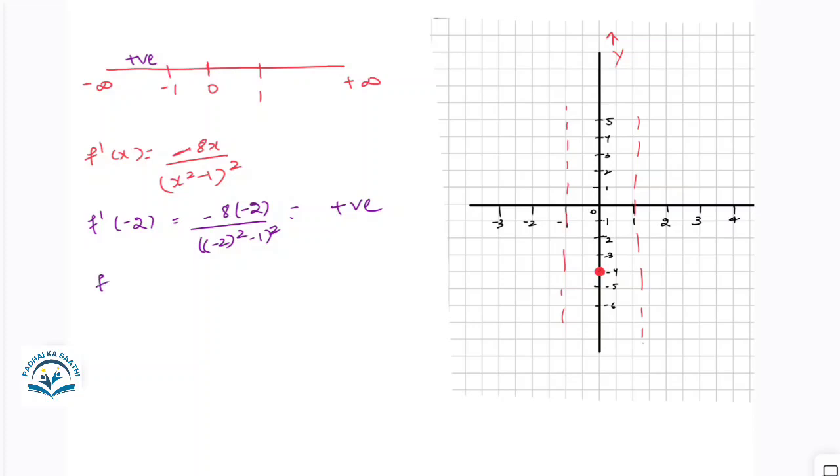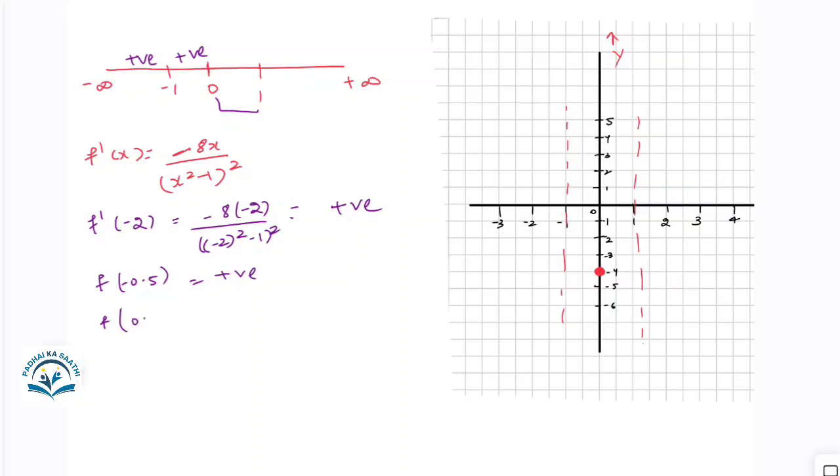Again you need to check in between minus 1 to 0. Take any number in between them. You can take minus 0.5 or any other number. If you take minus 0.5, you will get something positive. Put the value of x in it yourself. Now take any number in between 0 to 1, like plus 0.5. Here the function is increasing.